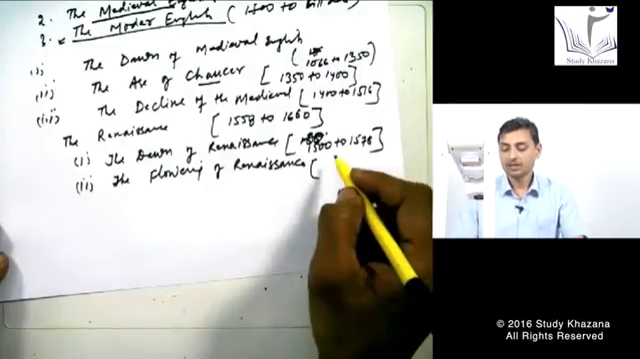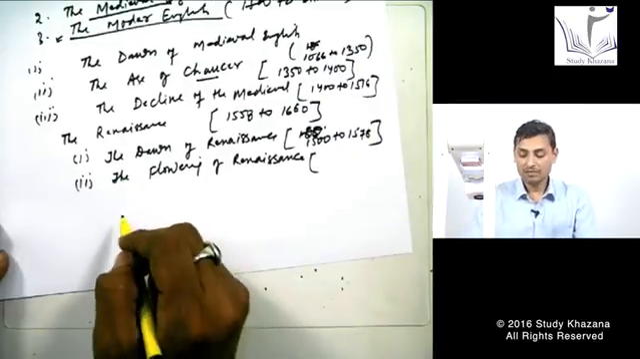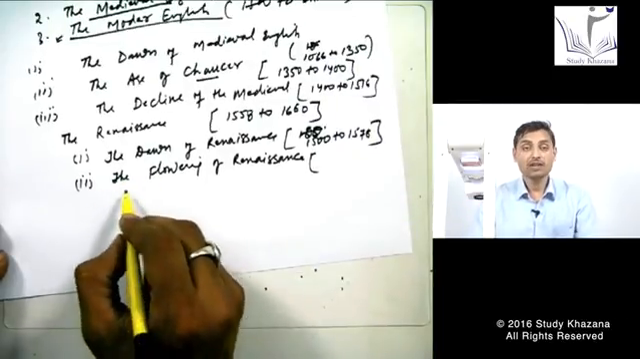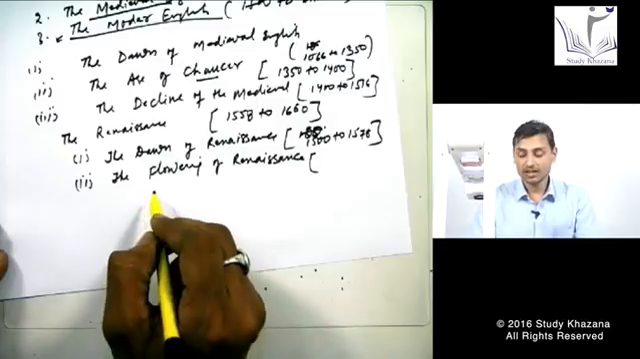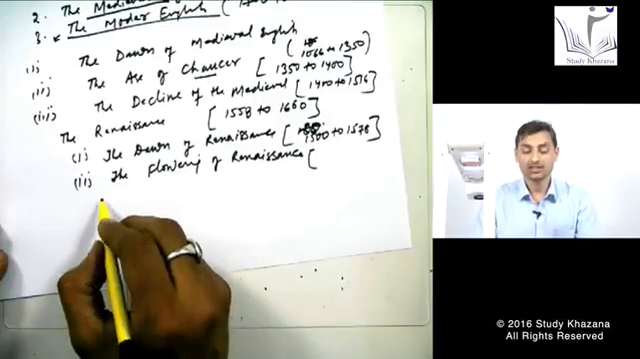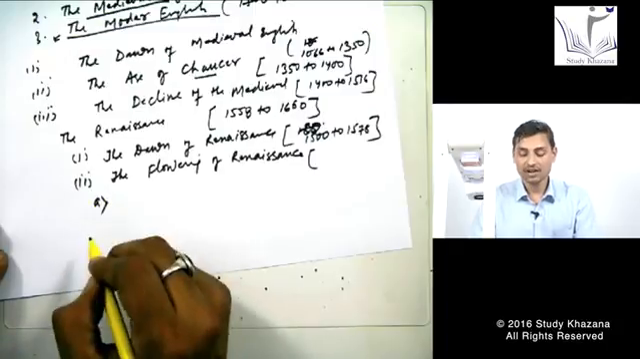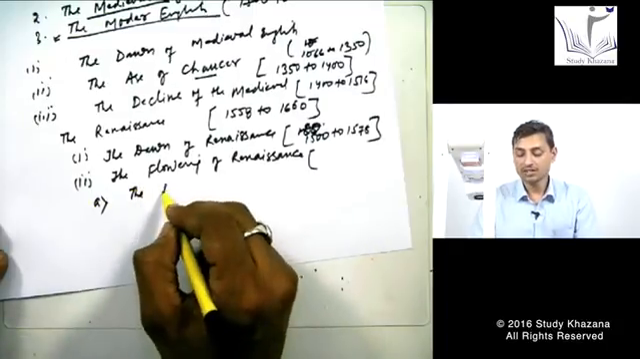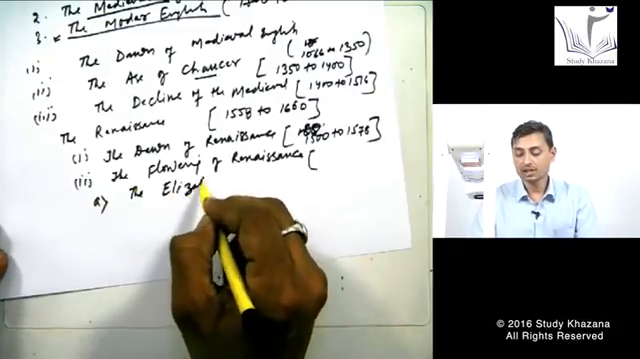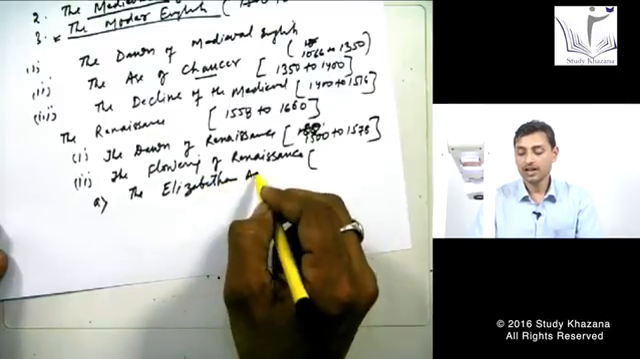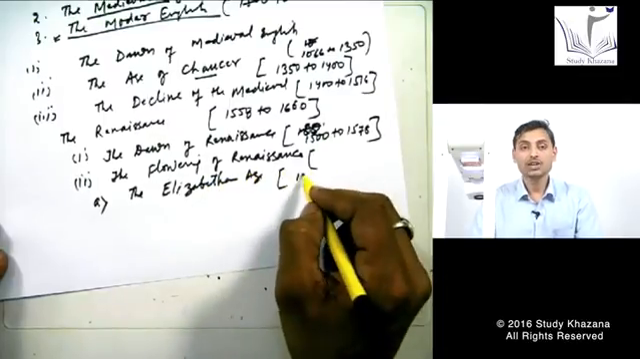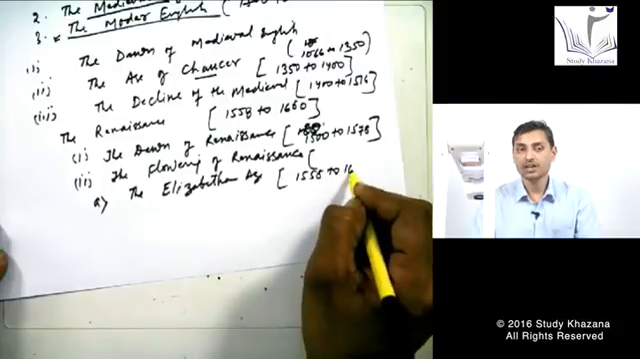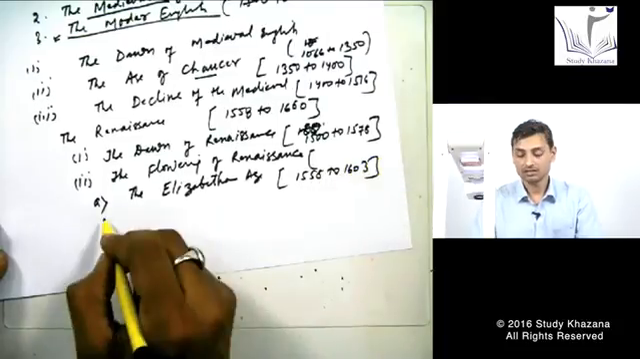And this covers the period, which I will make you understand later, but let me here make you understand the sub-classification of the period of the flowering of Renaissance. This is sub-classified into two parts. The first part is known as the Elizabethan age, that usually spans from 1558 to 1603.